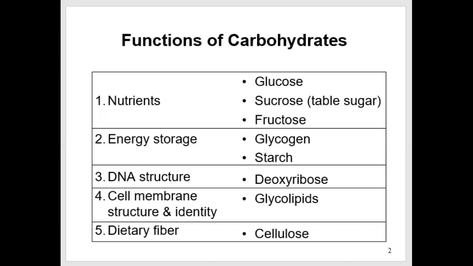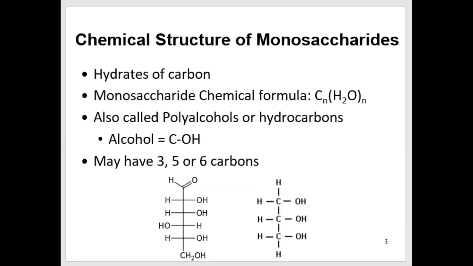Now, DNA structure has a carbohydrate called deoxyribose, and it's a monosaccharide, but DNA in and of itself is a polymer, so that's a little bit tricky. The rest, glycogen, starch, glycolipids, and cellulose, those are all big complex carbohydrates. We're going to look at the structure now of individual monosaccharides and how you're going to be able to recognize what a carbohydrate looks like.